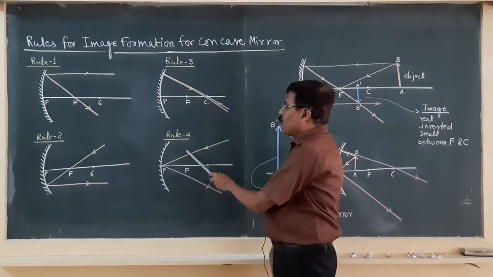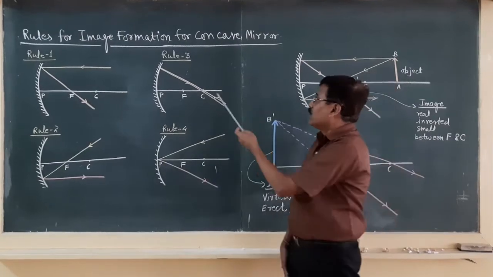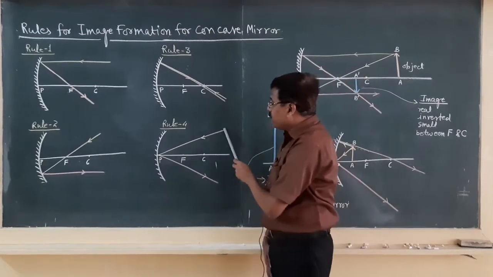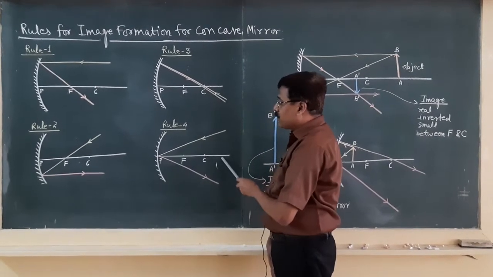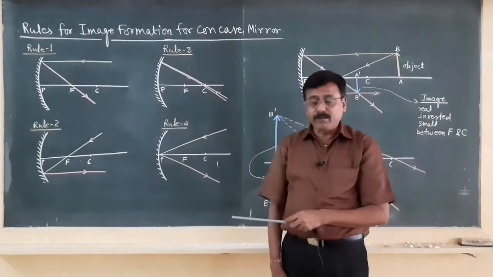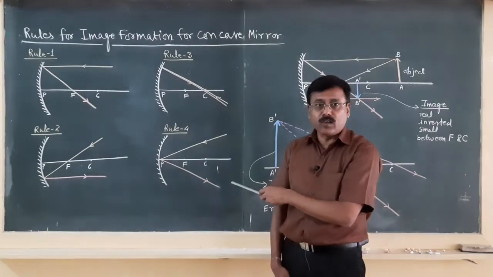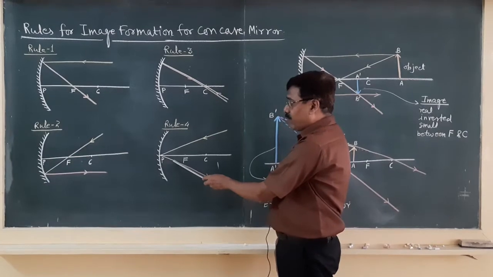Rule number 4 is again the converse of rule number 3. That is, if the light ray is making a certain angle with respect to the principal axis, it will be reflected back with the same inclination, because at point P the principal axis is normal. So, angle of incidence should be equal to angle of reflection.